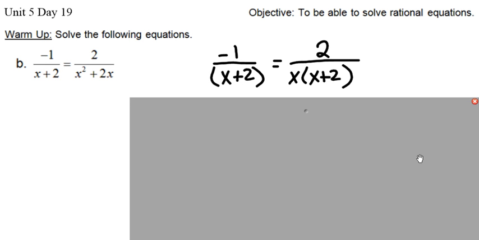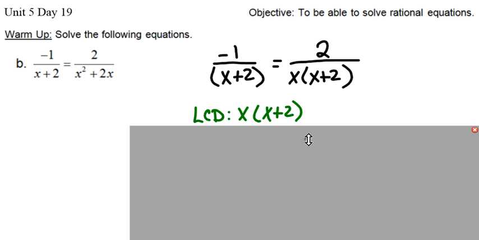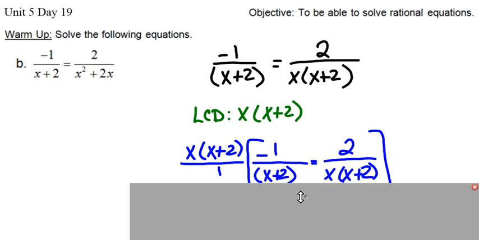So again, trying to find the common denominator. So we want them to match. Our first term has an x plus 2, which means our second term needs an x plus 2, and it does. This term here has an x, this one does not. It would need an x. So our lowest common denominator would be x times x plus 2. We're going to take each piece of our equation and multiply it by that common denominator to undo the division that was occurring.